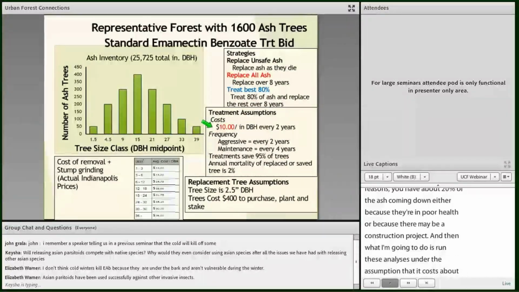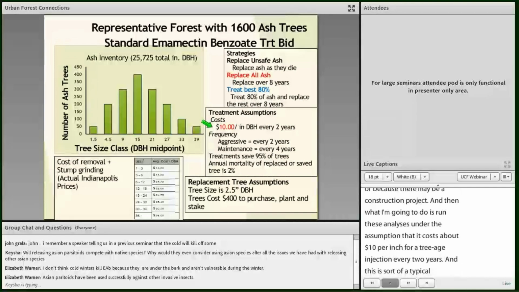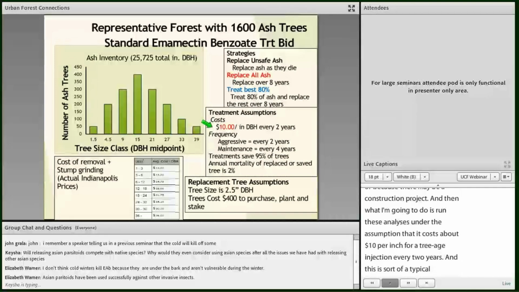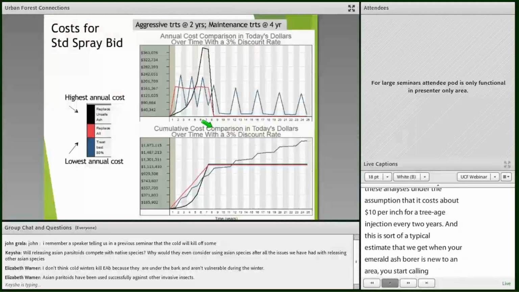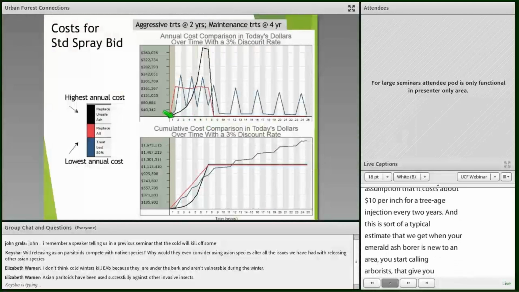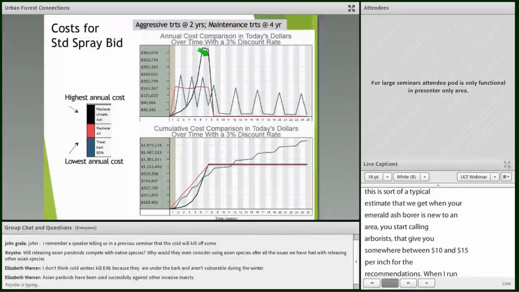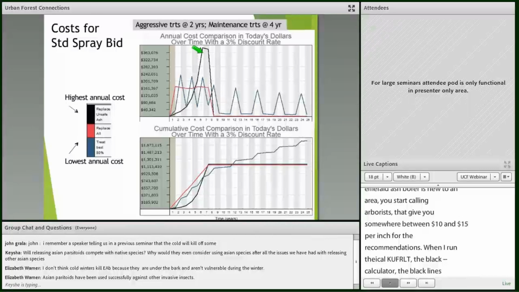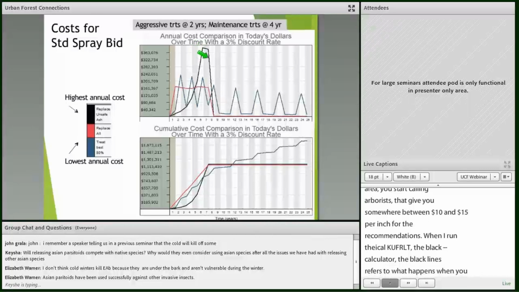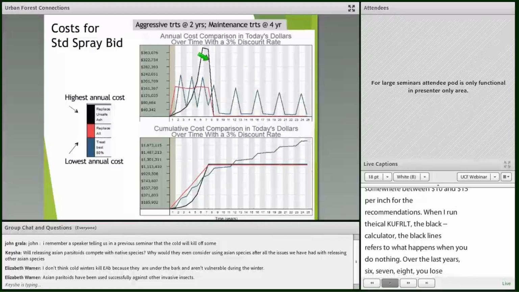And this is sort of a typical kind of estimate that we get when emerald ash borer is new to an area. You start calling arborists. They give you somewhere between $10 and $15 per inch for the recommendations. And when I run the calculator, the black line refers to what happens if you do nothing and you replace the unsafe ash. You can see that over years 5, 6, 7, 8, you lose about 68% of your ash trees, and it's quite expensive.